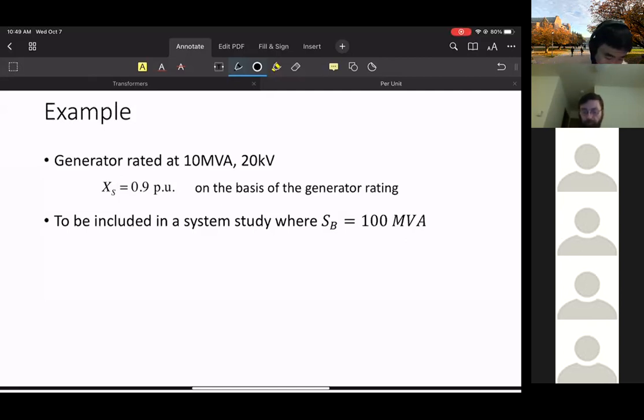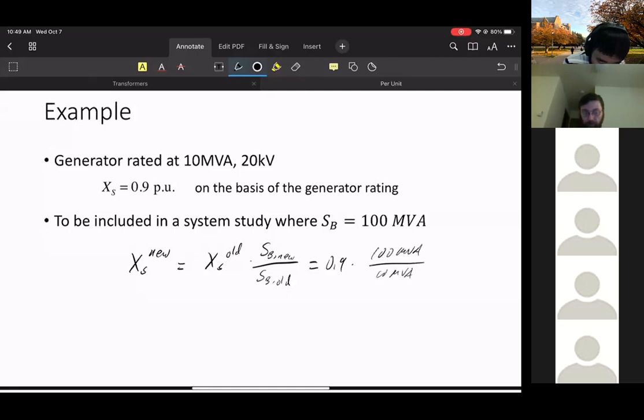Then what we have is a simple formula. We apply it: the new synchronous reactance is the old synchronous reactance times the ratio of the base power. This is 0.9 times 100 MVA over 10 MVA. This is 9 per unit. Okay, 9 per unit.